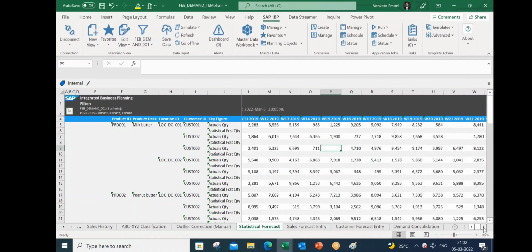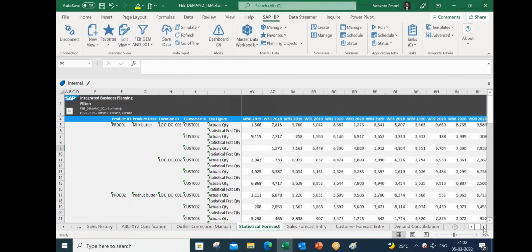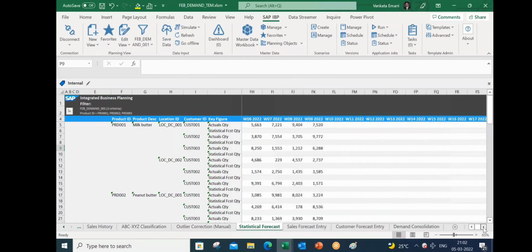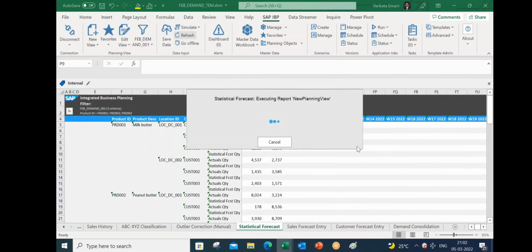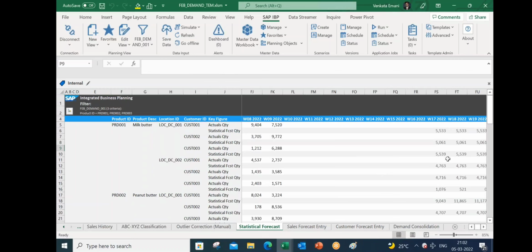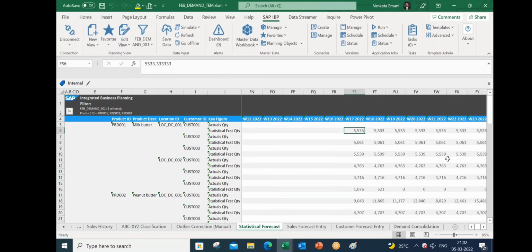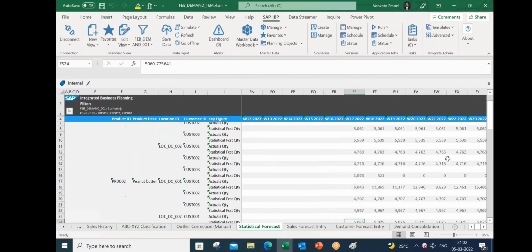Okay, so let's see the values of statistical forecasting also. If we go a little forward till the 2022 buckets, it should have calculated the forecast for the future 2 years. So let's go here and refresh, then it will show the forecast. Yes, you saw the forecasting. I think the current week is week 17, so it calculated from week 17. All the stat forecast it calculated from week 17.